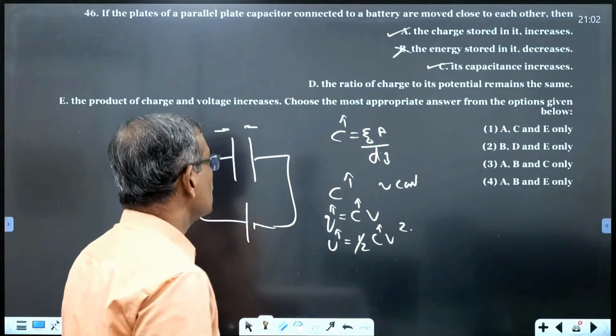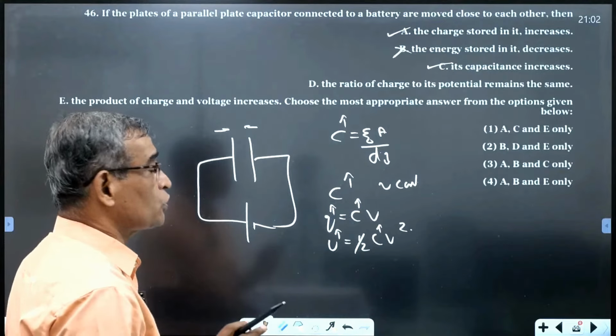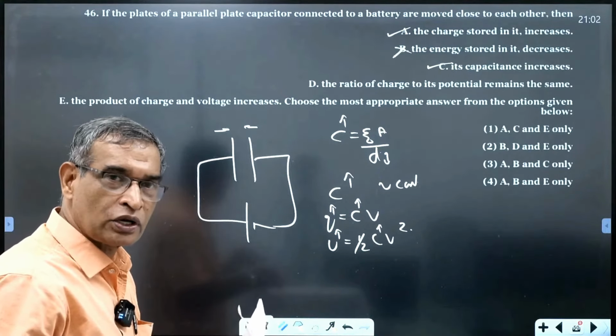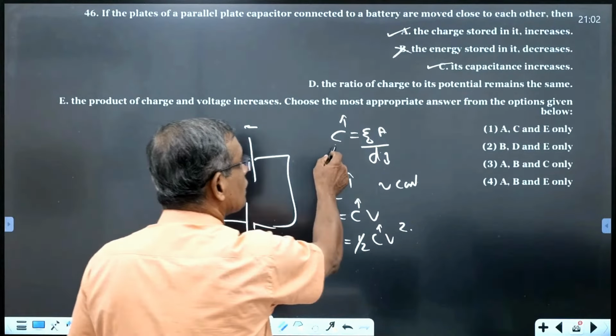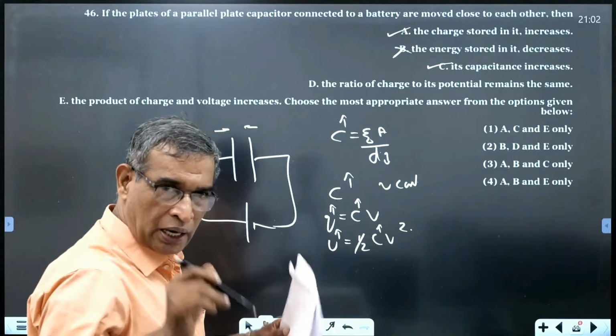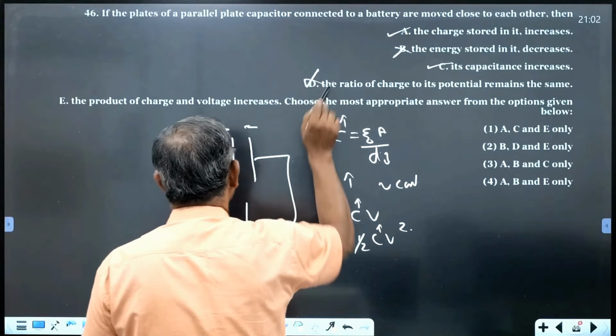Here you see, the ratio of the charge to potential, Q by V, is equal to C. And the capacity increases, we already told that. Here the option says the ratio of the charge to potential remains the same. Wrong. Charge by potential is capacity. Capacity increases. This is wrong.